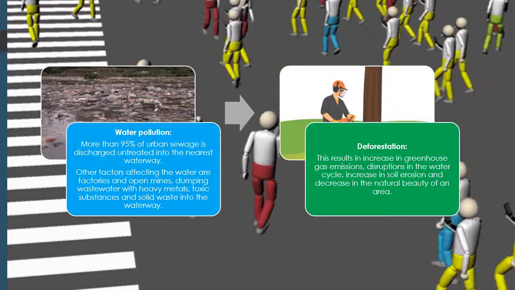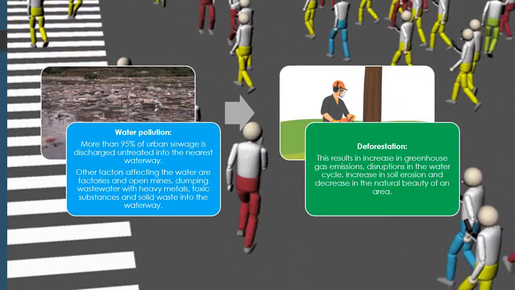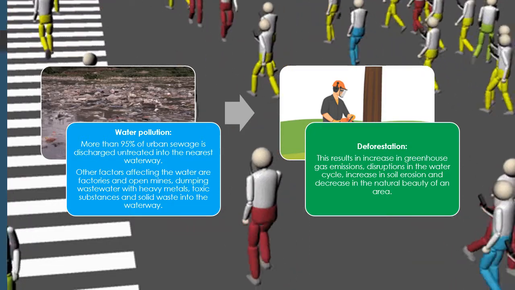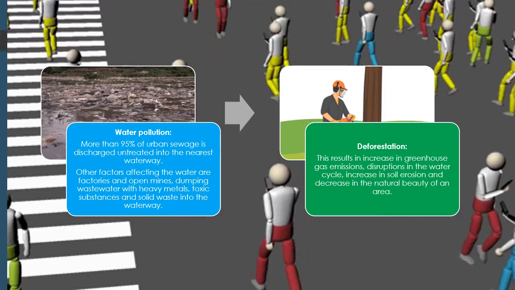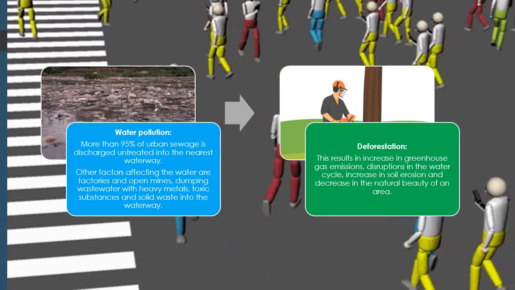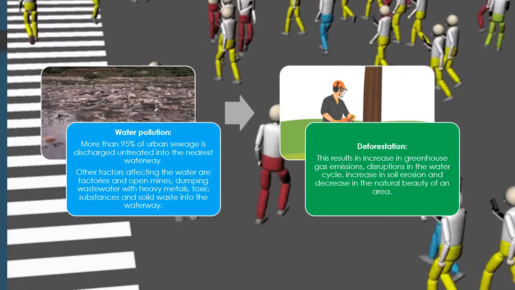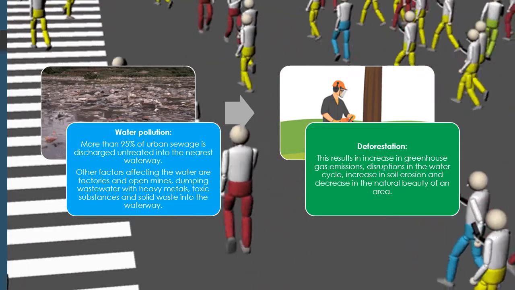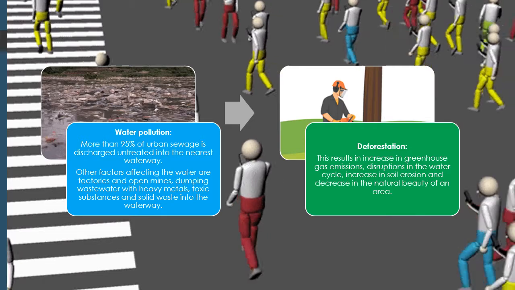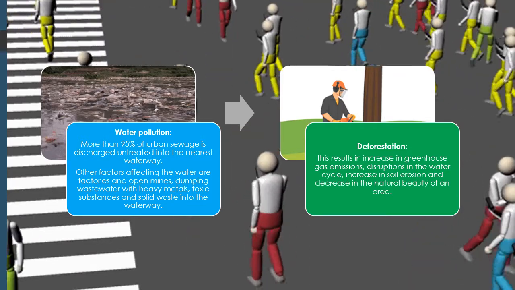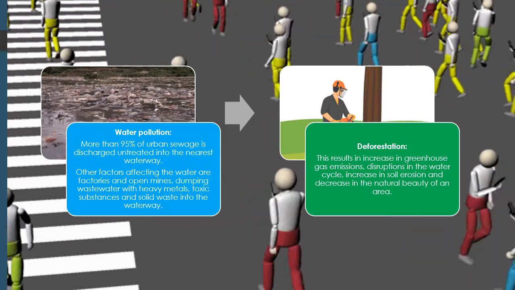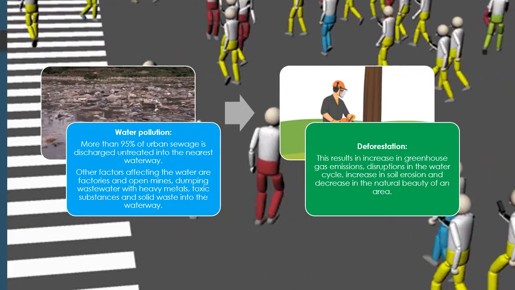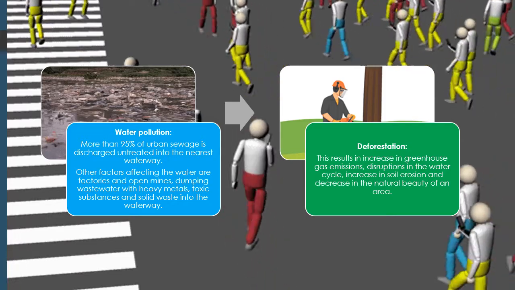Water pollution and water supply. More than 95% of urban sewage is discharged untreated into the nearest waterway. This results in severe water pollution. If we talk about the water supply, the per capita availability of fresh water has decreased by 1/3 in the last 50 years. Around 18 million acres of forest are lost each year to make the land available for other uses. This results in an increase in greenhouse gas emissions and disruptions in the water cycle.